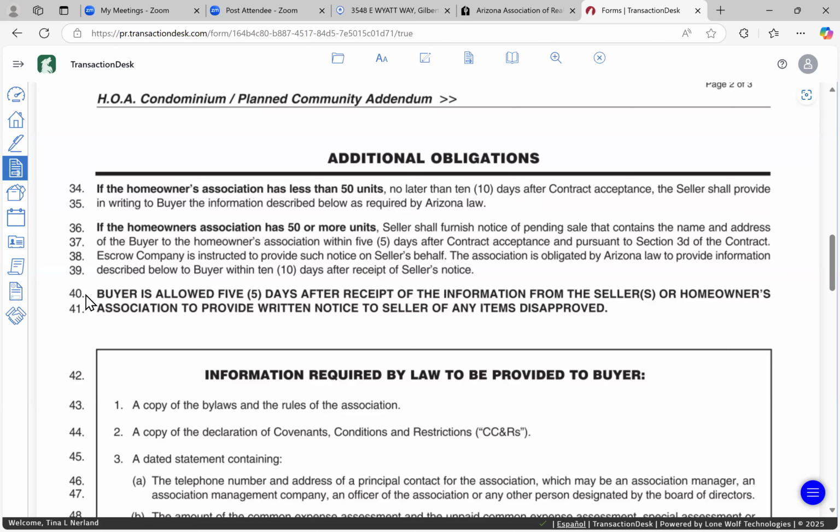So because we have the buyer, once HOA documents are delivered to the buyer, they then have 5 days to go over it, review it, and disapprove of anything. That includes CC&Rs, rules and regulations, anything that has to do with the HOA.